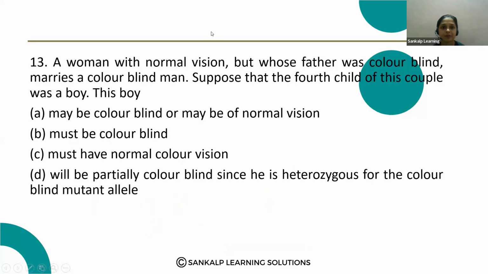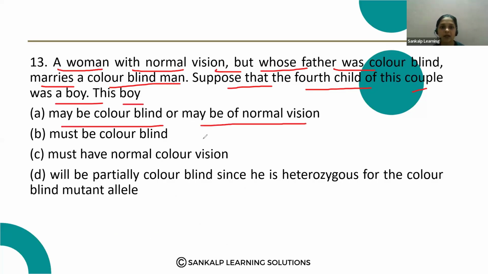Next question. A woman with normal vision but whose father was colorblind marries a colorblind man. Suppose that the fourth child of this couple was a boy. This boy may be colorblind or may have normal vision, must be colorblind, must have normal color vision, or will be partially colorblind since he is heterozygous for the colorblind mutant allele.